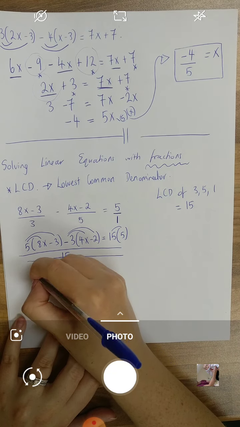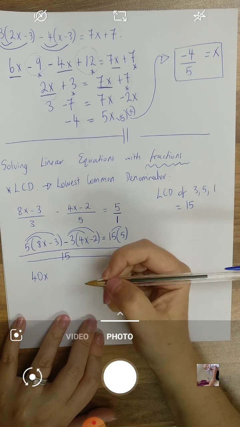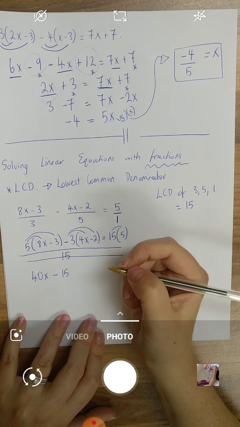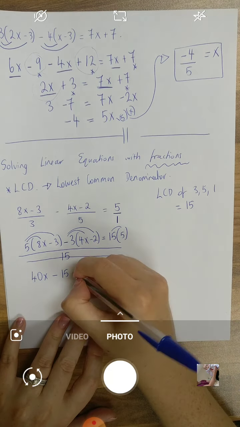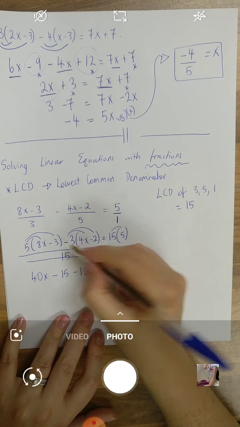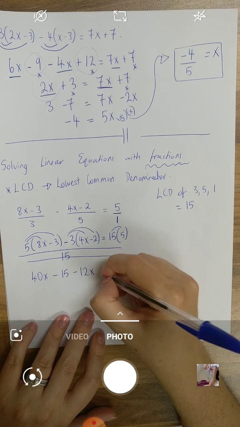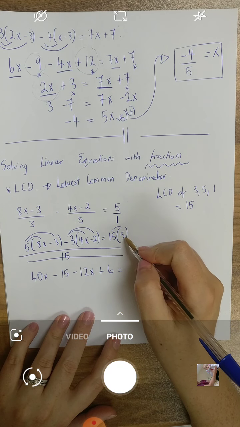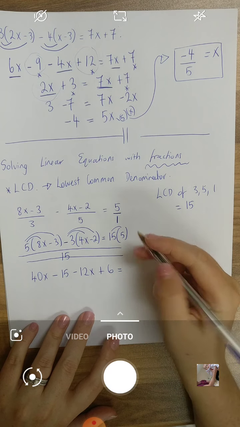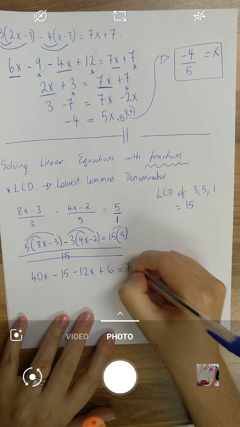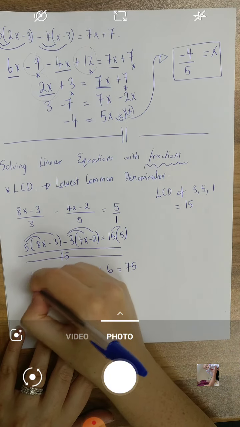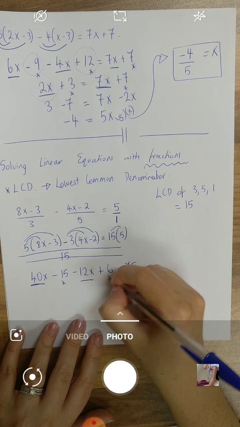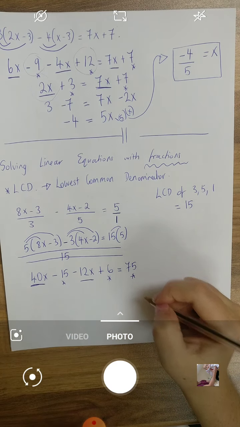5 times 8x, 5 eights are 40, so 40x. 5 times minus 3 is minus 15. Minus 3 times 4x is minus 12x. Minus 3 times minus 2, minus by minus is plus, and 3 times 2 is 6. 15 times 5, so 5 times 10 is 50, 5 times 5 is 25, so 50 plus 25 is 75. So we have 40x minus 12x, minus 15, plus 6, and 75.